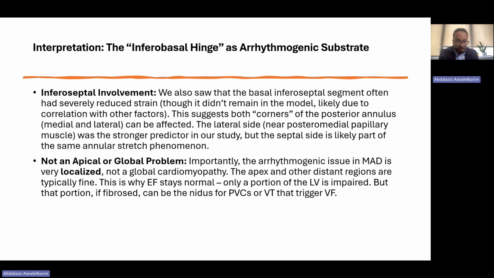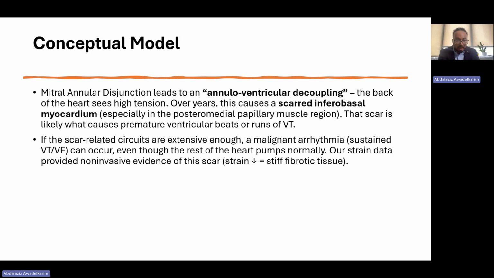Again, there was some infero-septal involvement in the strain map we provided, but it was not significant. But in general, the global LV strain and the apical LV strain are usually preserved. And there is a conceptual model, which is the annular ventricular decoupling, that scarring of this basal septum, that inferior-basal myocardium, is the answer for why those patients get sudden cardiac death.